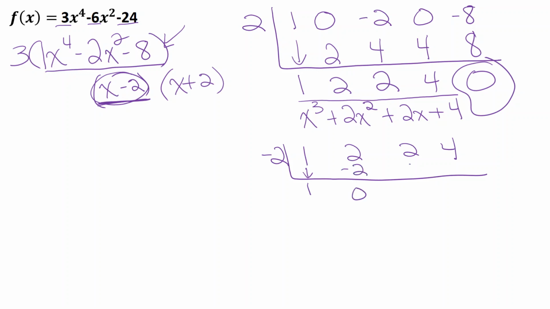Negative 2 times 0 is 0. Add those together. That's 2. Negative 2 times 2 is negative 4. Add those together with 0. And there, once again, we have a factor. So I know x plus 2 is a factor.